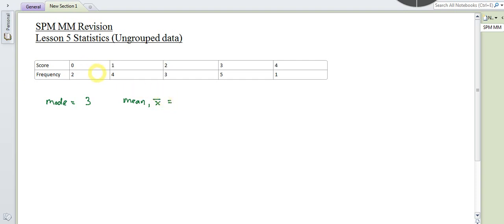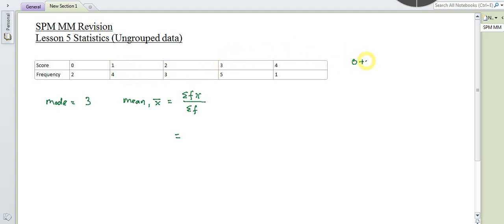Okay, when you have this frequency table, we can use this formula, sigma fx divided by sigma f. So what does sigma fx mean? fx means we take the frequency times the value, the data here. Because we have 2 times of 0, right? 4 times of 1.